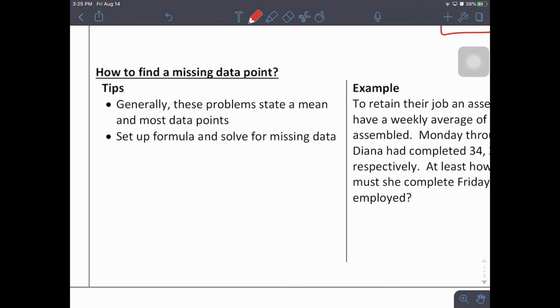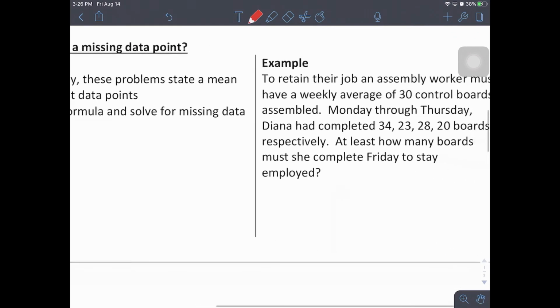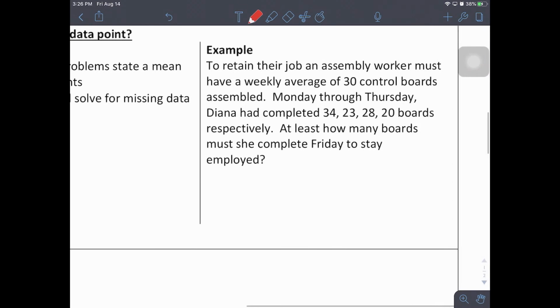Now, how do you find a missing data point? Occasionally you'll encounter problems like this. Generally, what you'll see in these problems, they'll give you what the mean is. And then you need to set up the mean formula to figure out that missing data point. So let's take a look at this example. To retain their job, an assembly worker must have an average of 30 control boards assembled. Monday through Thursday, Diana had completed 34, 23, 28, 20 boards respectively. At least how many boards must she complete Friday to stay employed?